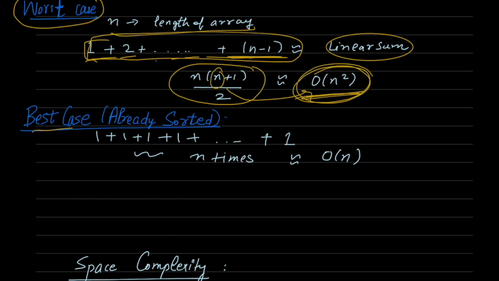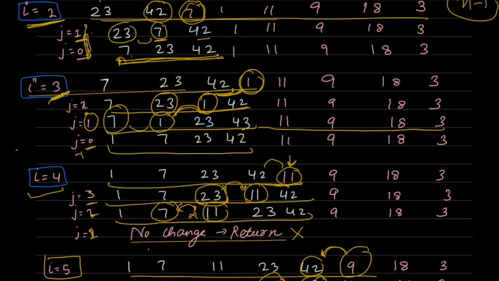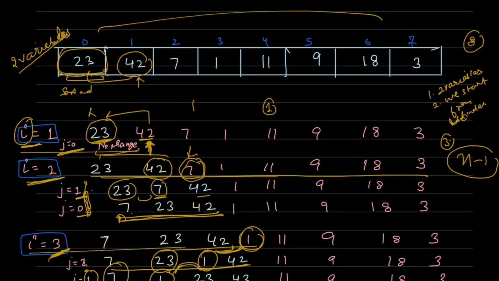Next, what is the best case time complexity? Best case time complexity for insertion sort would come when the array is already sorted. So if the array is already sorted, we would have to do the iteration just for i. We'll be comparing it with the previous element, but we won't be doing any iterations further because we know it's already sorted.